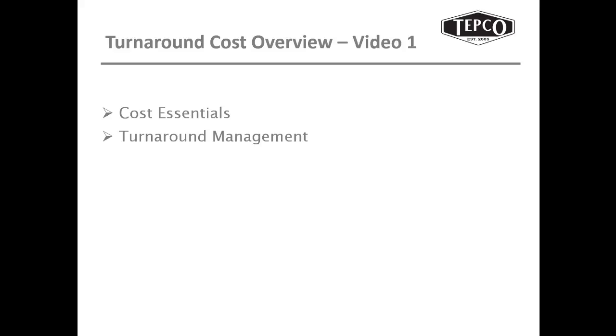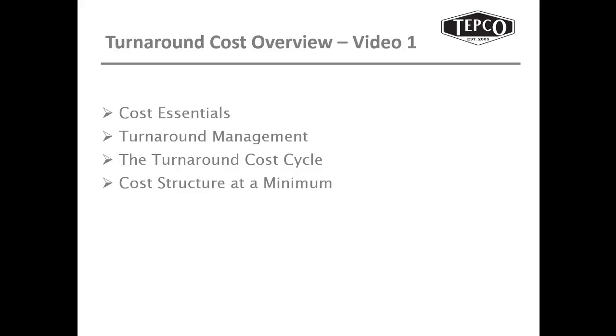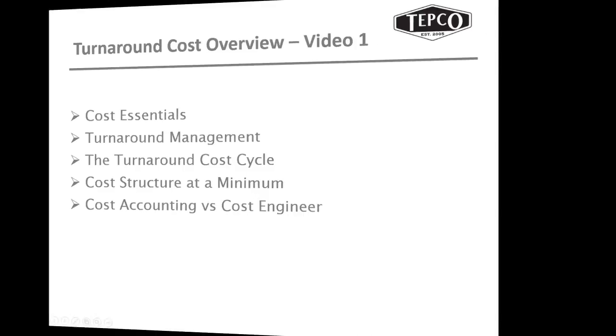And I'm going to talk on this part about a number of different management, coming from a maintenance perspective, coming from a capital project perspective, and then also where the turnaround management perspective would fit in from a cost control process. The turnaround cost cycle. We'll go through the very beginning from scope development all the way to closeout. And then cost structure at a bare minimum, how we should handle and set up cost and control cost through the turnaround. And then the last one I'm going to talk about is cost accounting versus cost engineering.